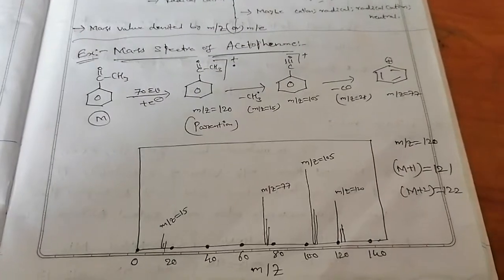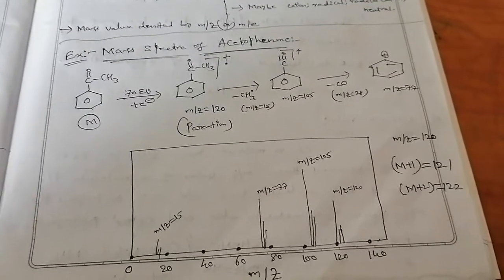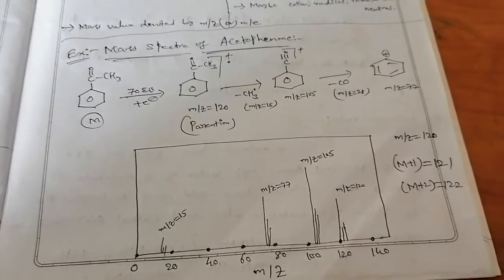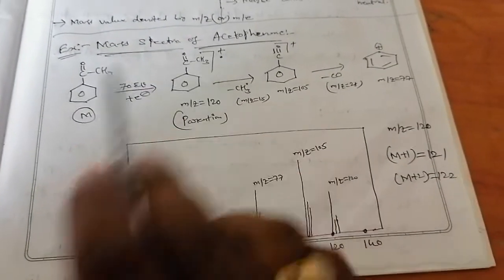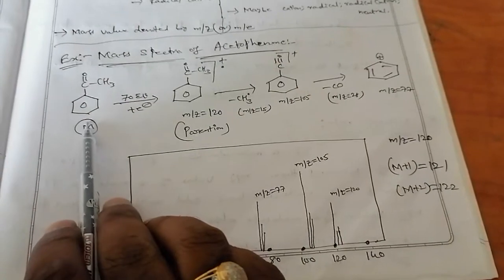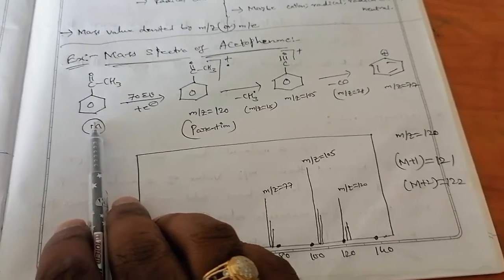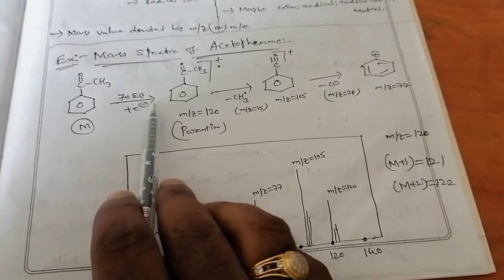Now one example I gave here: you can explain the representation of mass spectra, or you can explain the example of the mass spectra of acetophenone. See here, first I took the sample molecule, acetophenone. It is irradiated with a 70 electron volt beam.